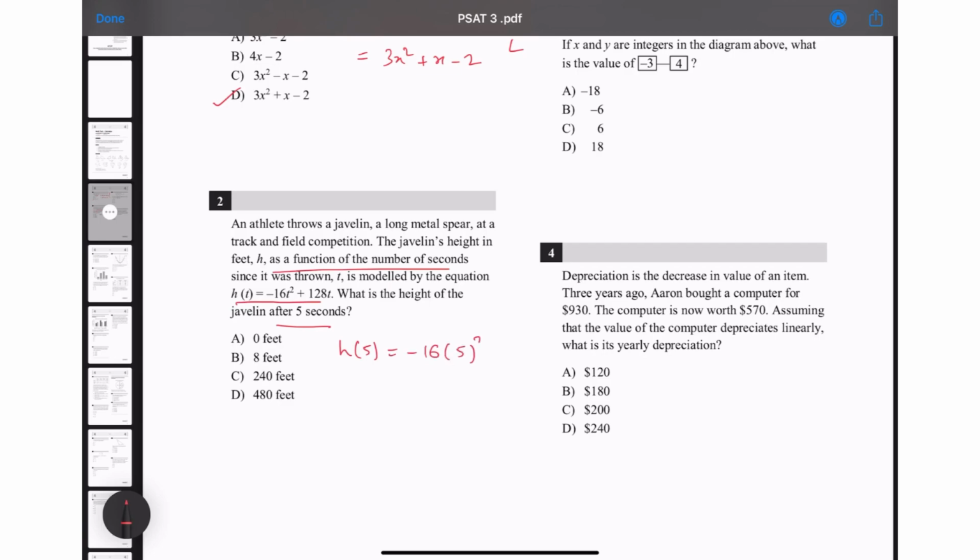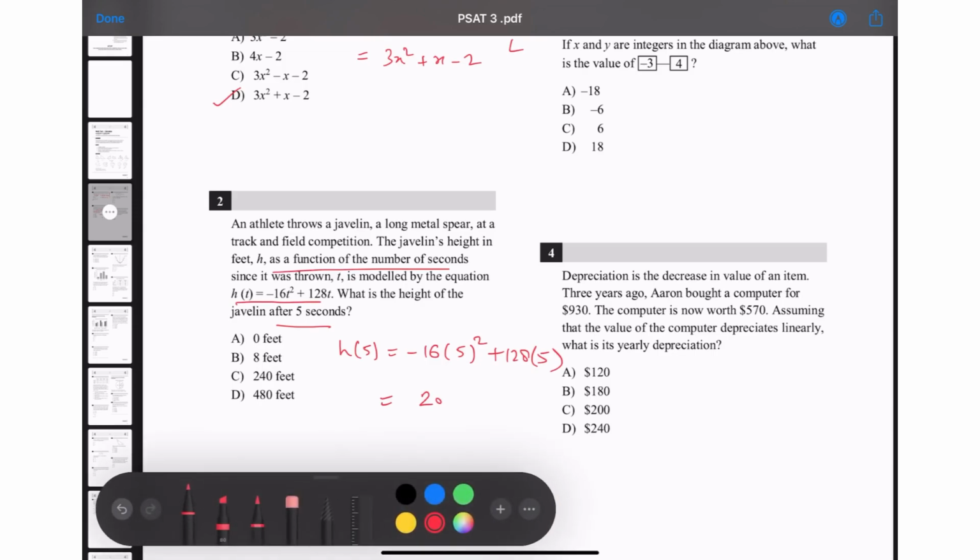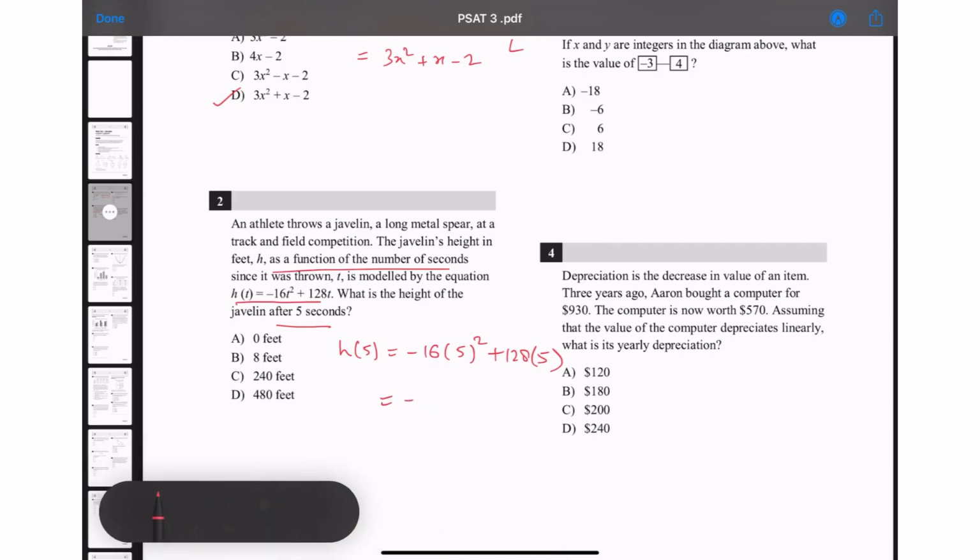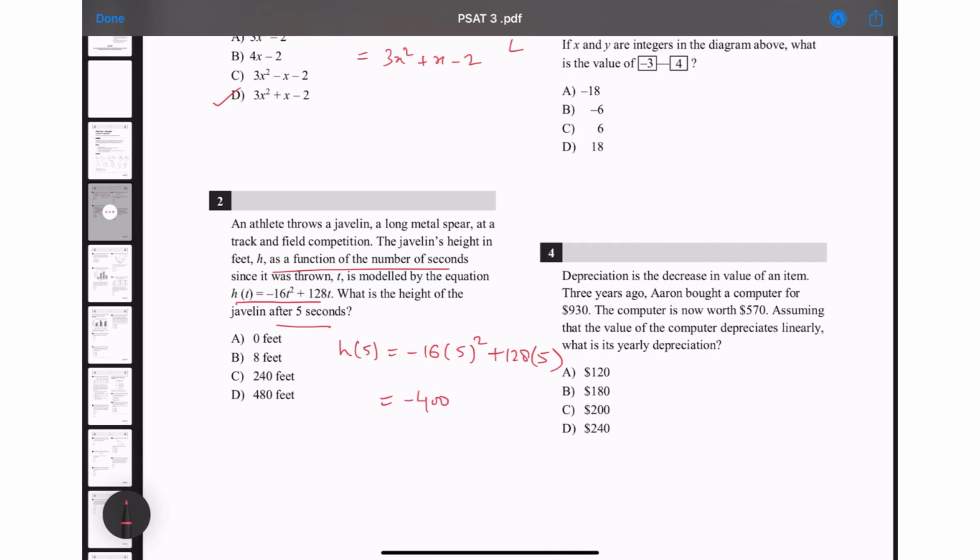We can use the calculator because we are allowed to use it. Anyway, 16 times 25 is 400, so that will give you minus 400. And then this is 600 plus 40, so 640. So the answer will be 240 feet. So what's the height after 5 seconds? It is 240 feet.